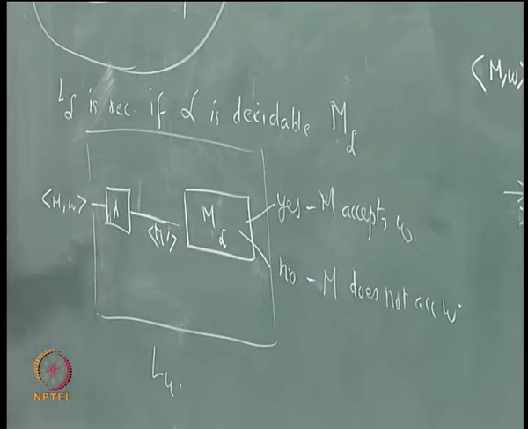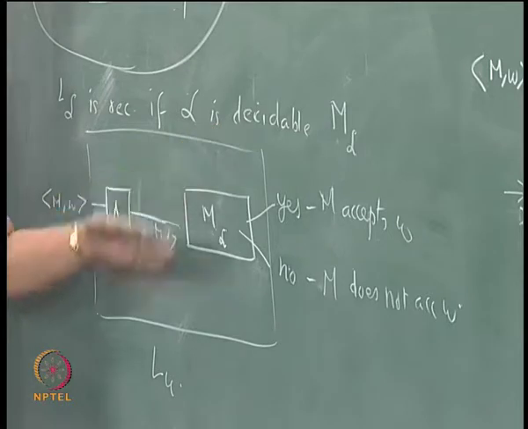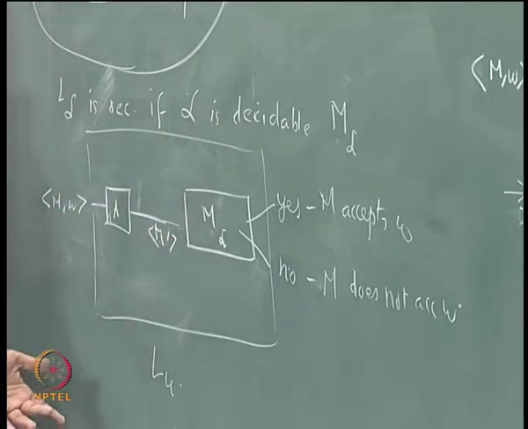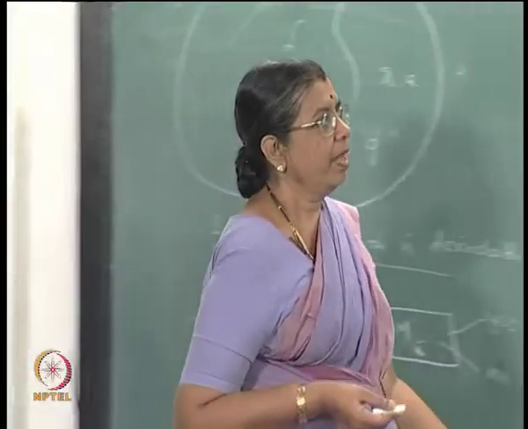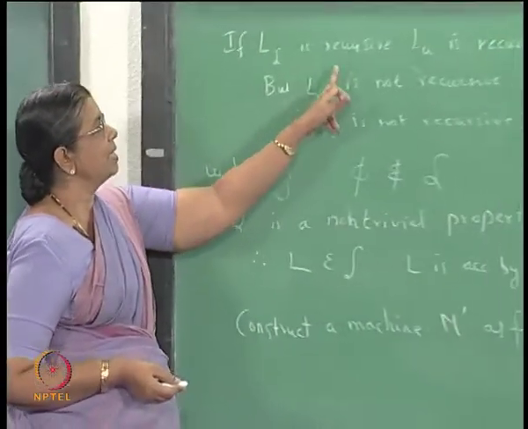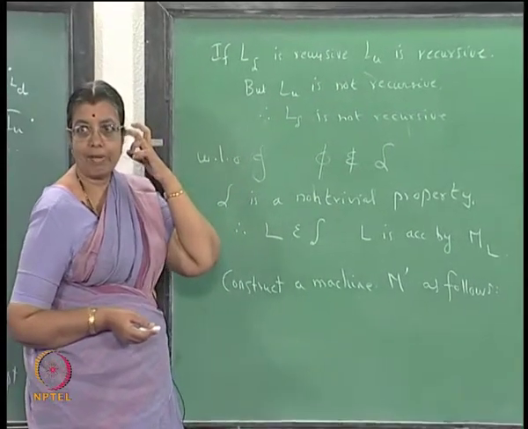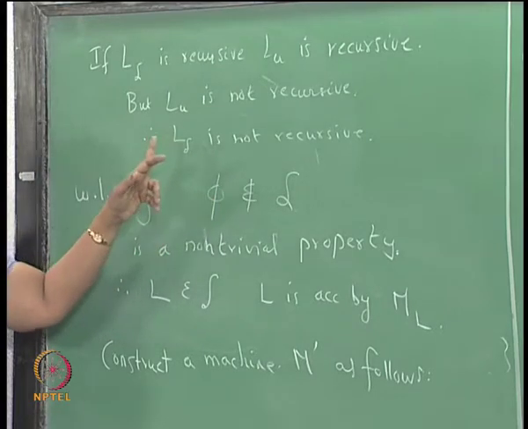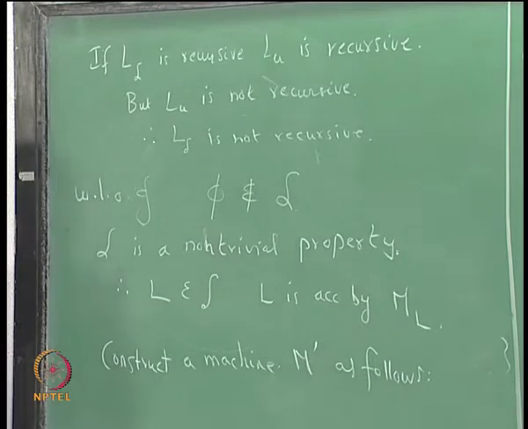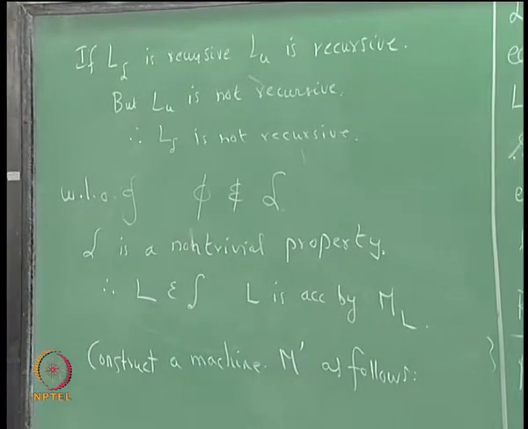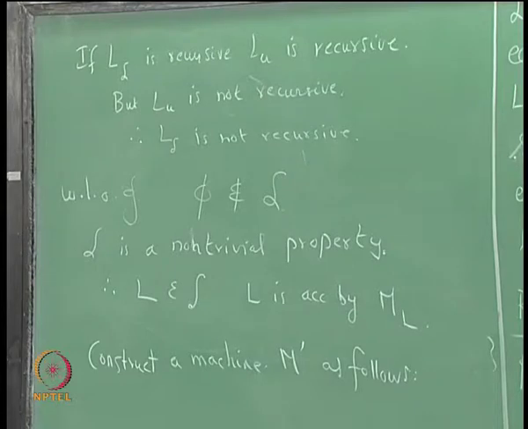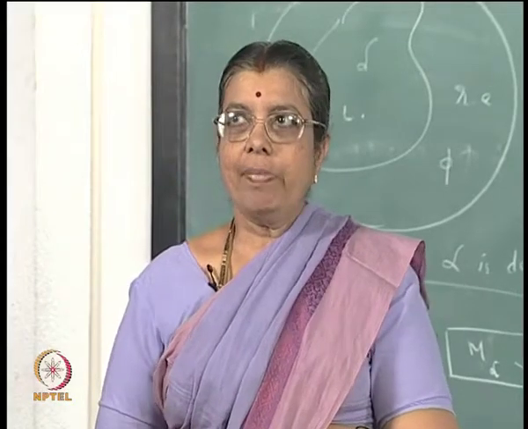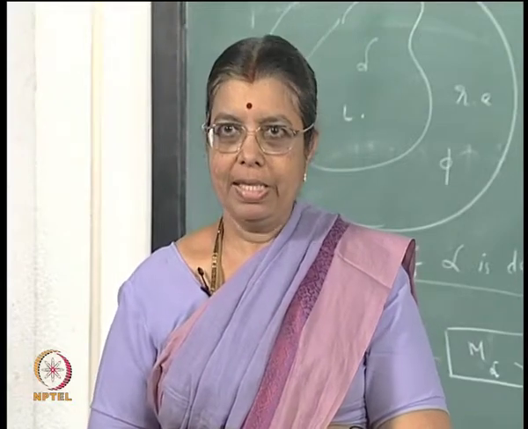We know that LU is not recursive. If you assume that this non-trivial property is decidable, then you come to the conclusion that LU is recursive. So, the argument is like this: if LS is recursive, then LU is recursive. That is what we have come to the conclusion. But we know that LU is not recursive, that is a contradiction. So, LS is not recursive or S is not decidable. This is for any non-trivial property. So, any non-trivial property of recursively enumerable language is undecidable.